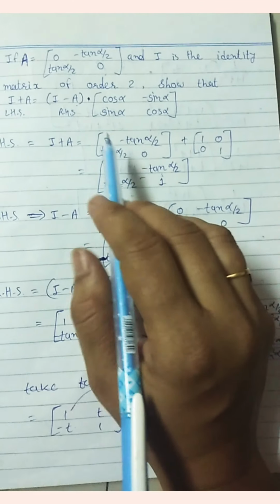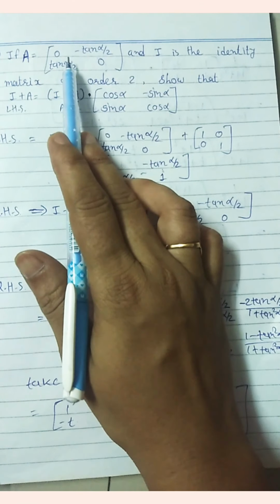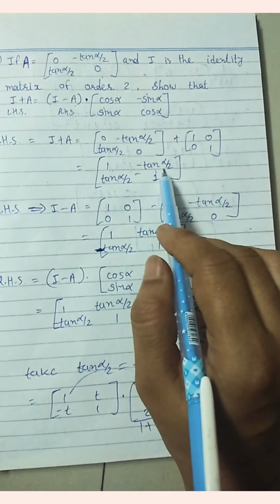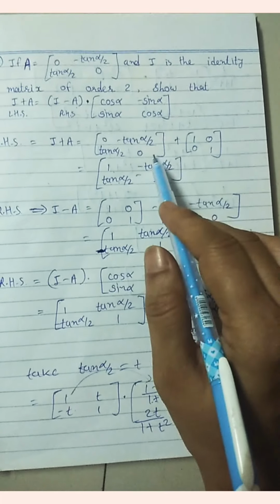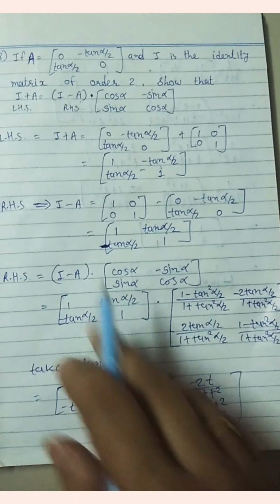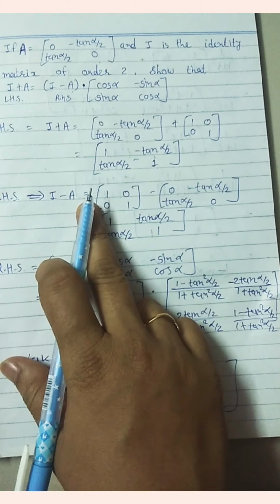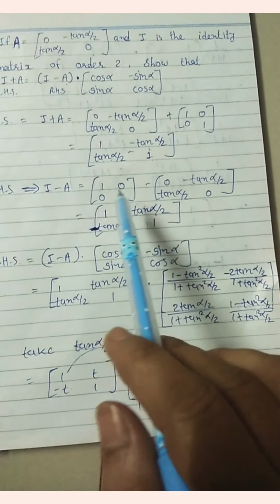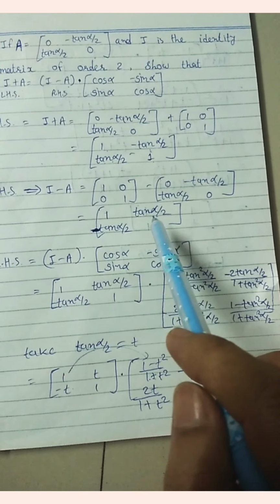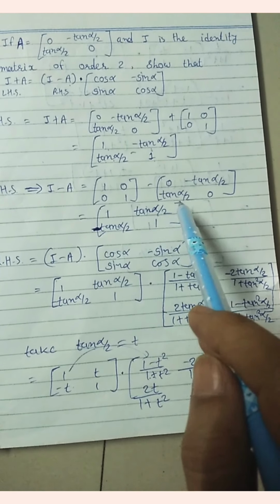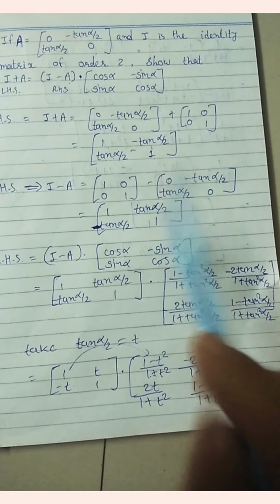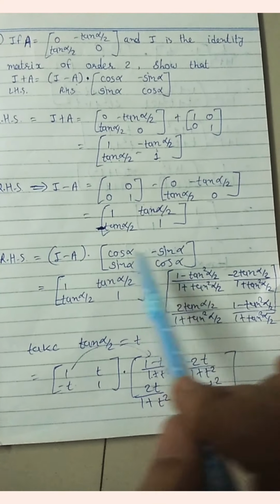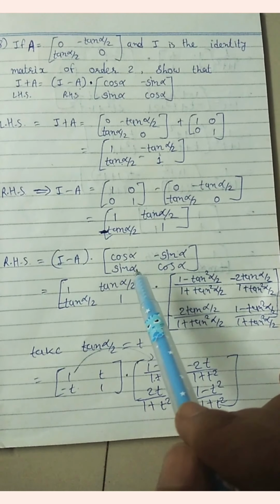I plus A, so just add both matrices, this with the identity matrix, that is 1 0 0 1. So I will get 1, minus tan alpha by 2, tan alpha by 2 and 0 plus 1, that is 1. Okay, here I minus A, so I am just subtracting the two matrices. So 1 minus 0, that is 1, here minus minus plus tan alpha by 2, here minus tan alpha by 2, here 1 minus 0, that is 1. Okay, now I am multiplying with this matrix and putting the formulas.